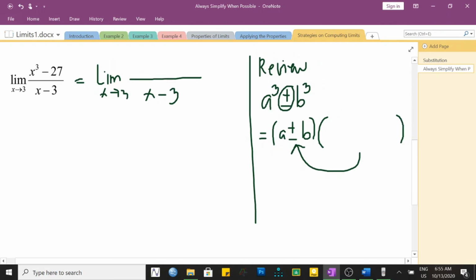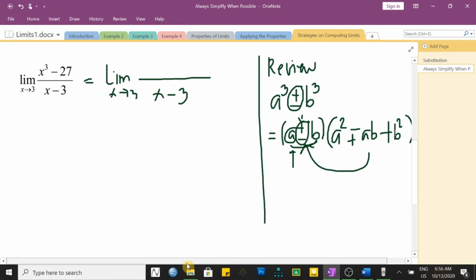How is that? The first term here is just the square of the first term there. So we have a squared. Whatever that is, you just square it. And then negate the sign. If this is positive, it should be negative. If it's negative here, then it should be positive. And then multiply the two terms, a and b. So we have ab. And then the last one is to square the last term. That is b squared. Let us apply this one to factor x cubed minus 27.